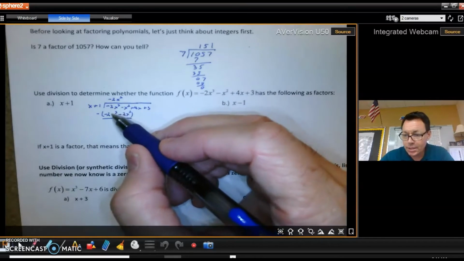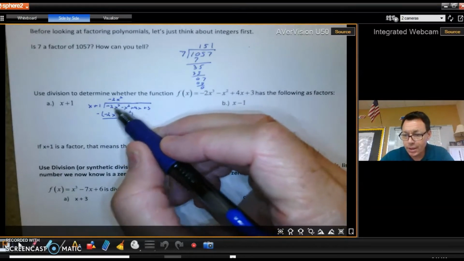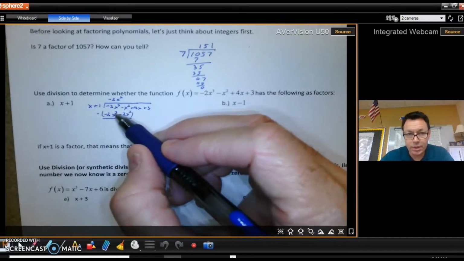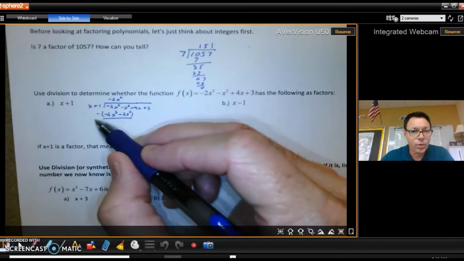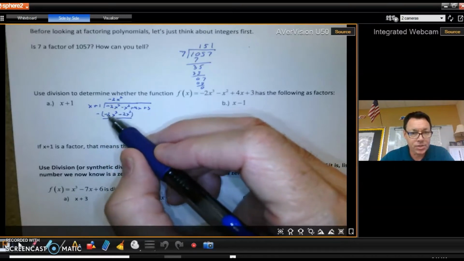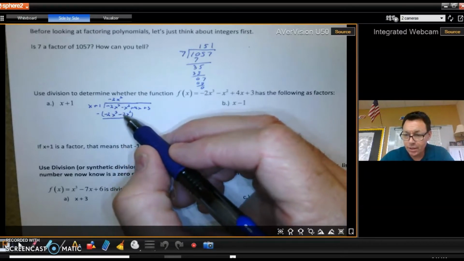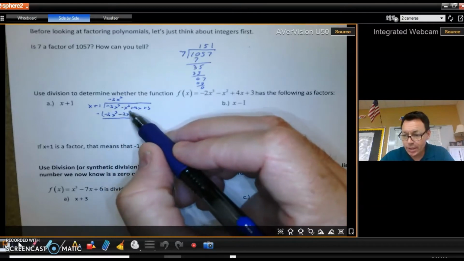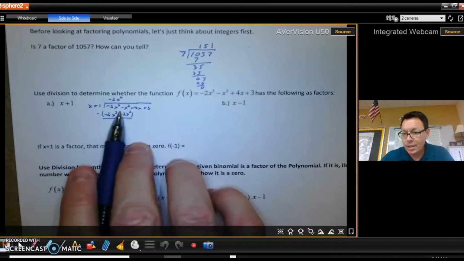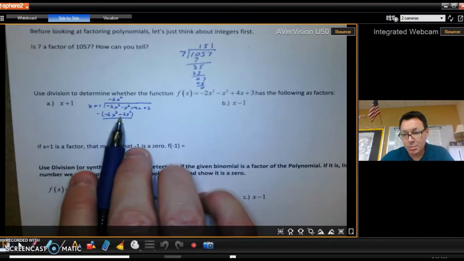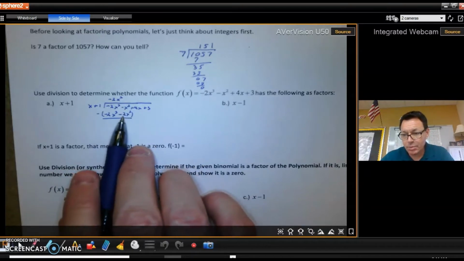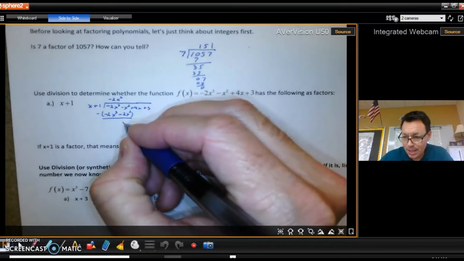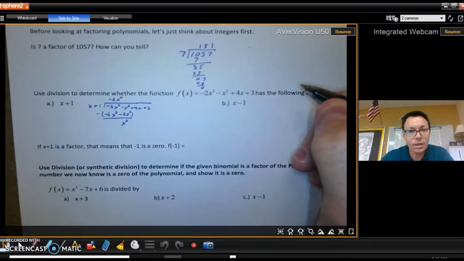If you subtract negative 2x cubed minus negative 2x cubed, which, minus a negative means plus, these are going to cancel and they're going to be gone. So let's see what happens over here. This is going to be negative x squared minus negative 2x squared. Well, minus a negative really means plus, so a negative x squared plus a 2x squared is going to give us a positive x squared.